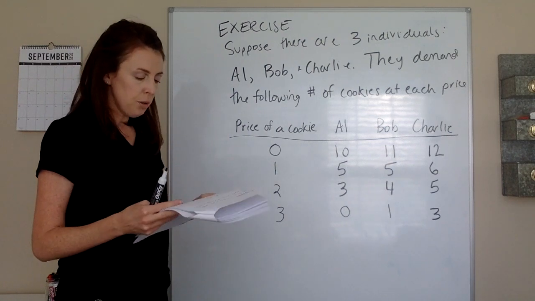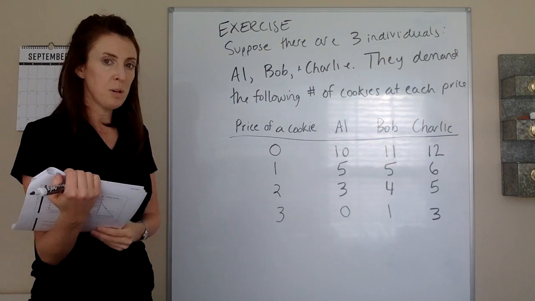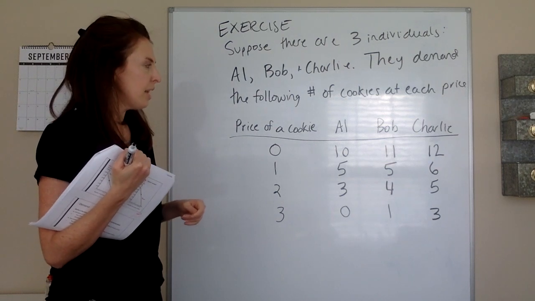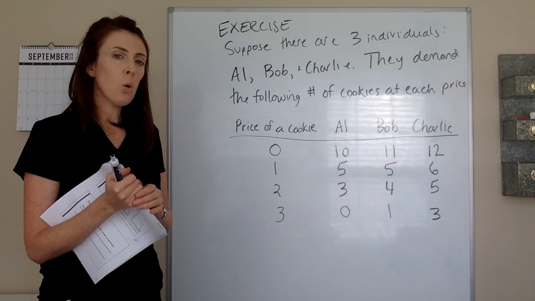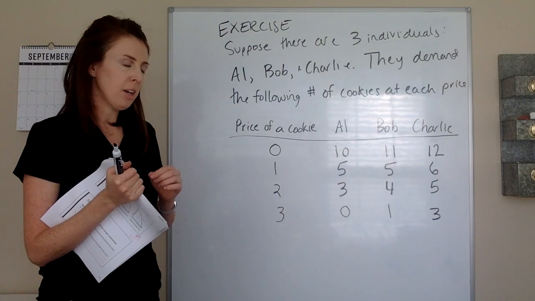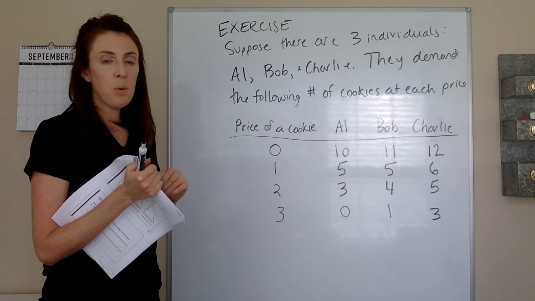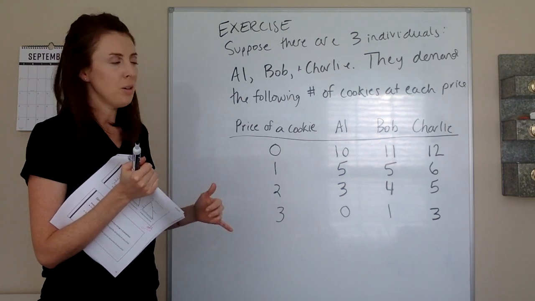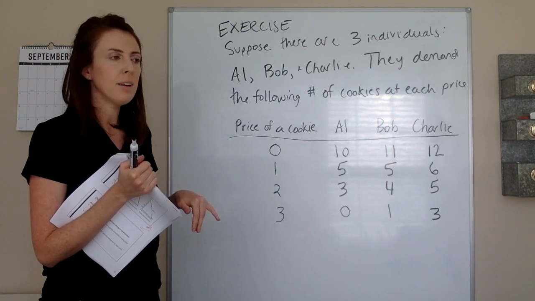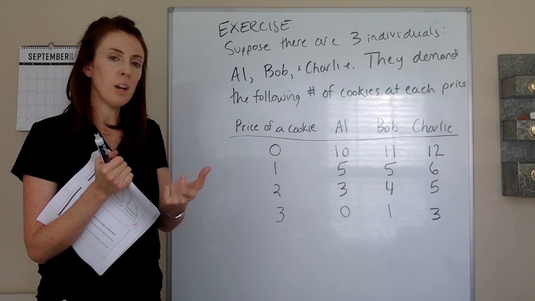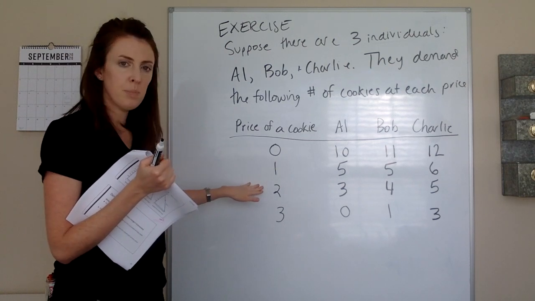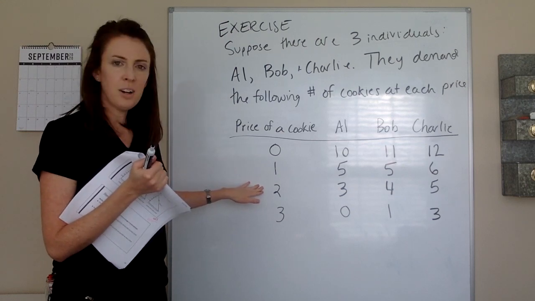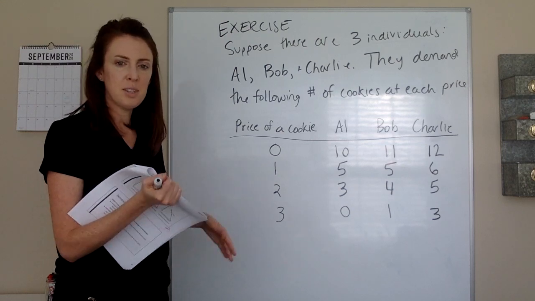Step number 2 is what you need to put into Blackboard. I would like you to answer, at a price of $2, what is the quantity demanded of cookies in the market? So if you've done step 1, then you already have the answer to step 2. So just type into Blackboard a particular quantity demanded in the market, if cookies were being sold at a price of $2. Once you're done with that, you are good to go for the day, and I'll see you back for next class.